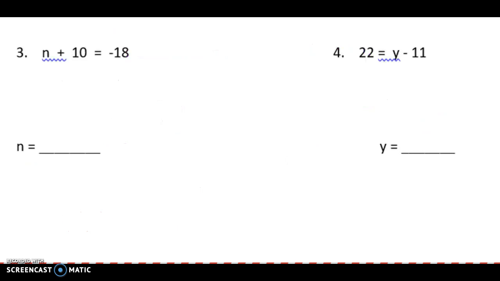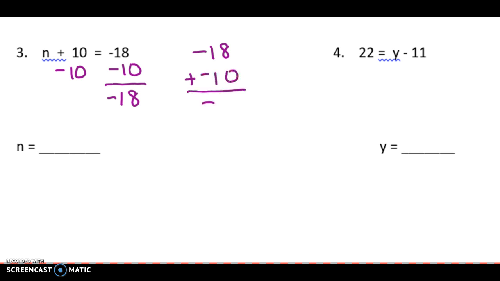Next one, so I see n plus 10. I'm going to subtract 10. So on the left side I get 0, so the n is by itself. The right side I see negative 18 minus 10, so I can do this however I want. If I'm good at this and I don't need to change anything, then go ahead and do it. If you need to think about subtraction and change it to addition, I keep the negative 18, change subtraction to addition, and change the sign on the 10. So it looks like that. It doesn't matter how you work through it, as long as we all get the same answer.